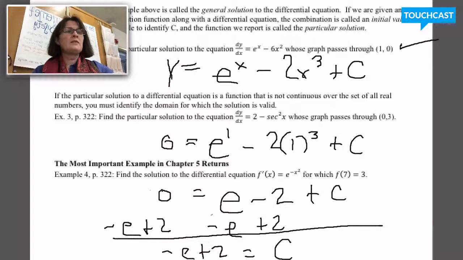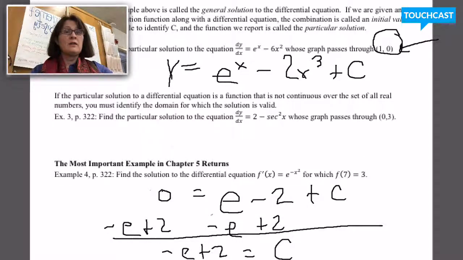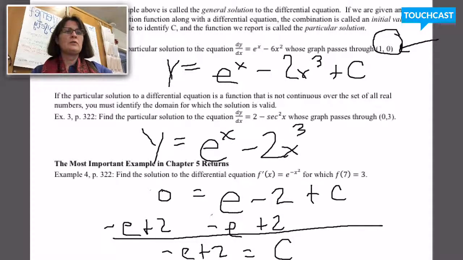So this that I started with is called the general solution. Since I've been given an ordered pair with my differential equation, this is an initial value problem, and I'm going to take one last step, which is to write my final answer. The final answer is that general solution, but with the correct c plugged in. So y equals e to the x minus 2x cubed plus, what's c? It's negative e plus 2. Final answer.